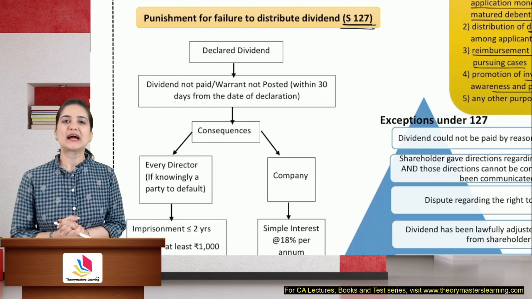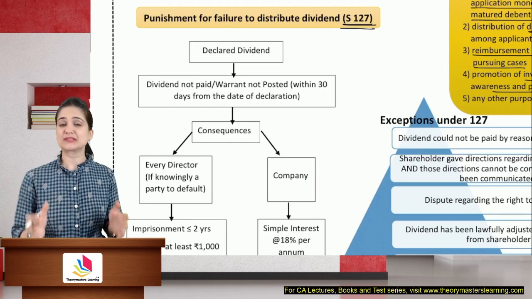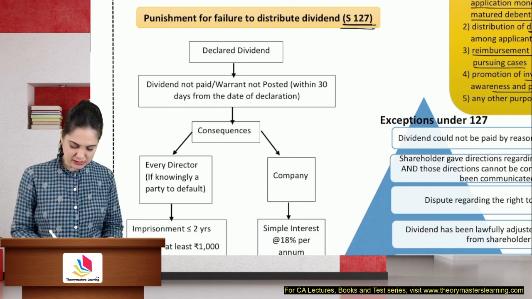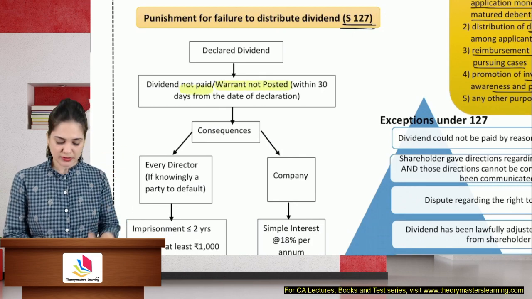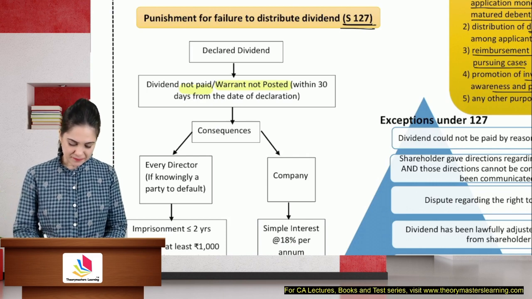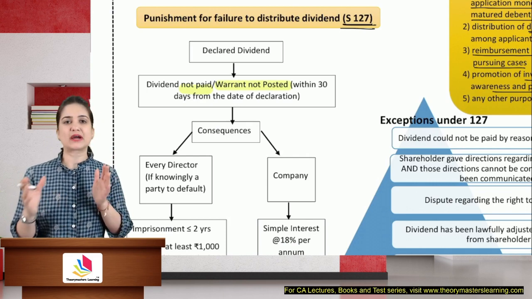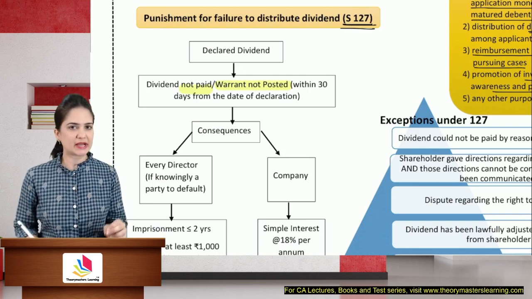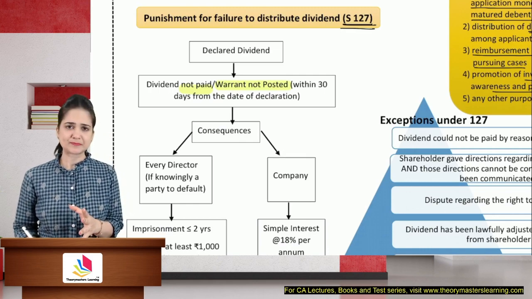The company has declared dividend. It has to pay within 30 days. What if the company does not pay dividend, or the warrants are not posted within 30 days of declaration of dividend? Then the director and company shall be liable. But before that, once the dividends are declared, it becomes a debt payable by the company. You have to pay it within the time limit.